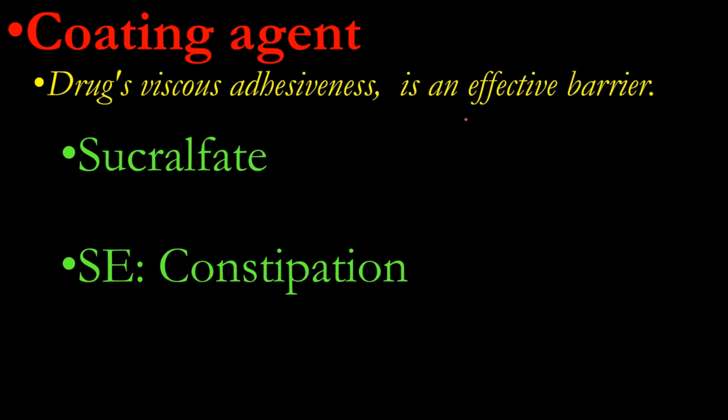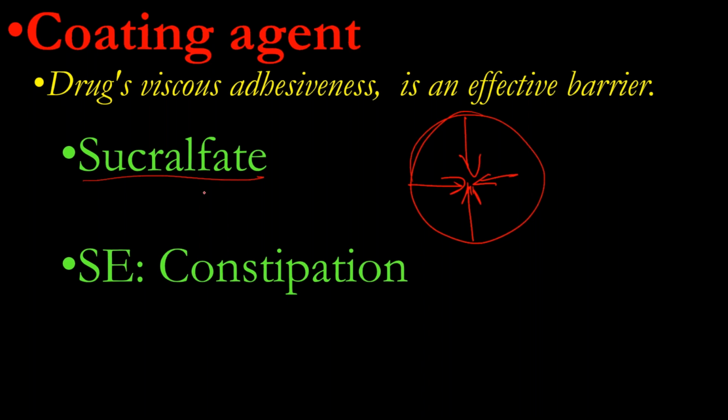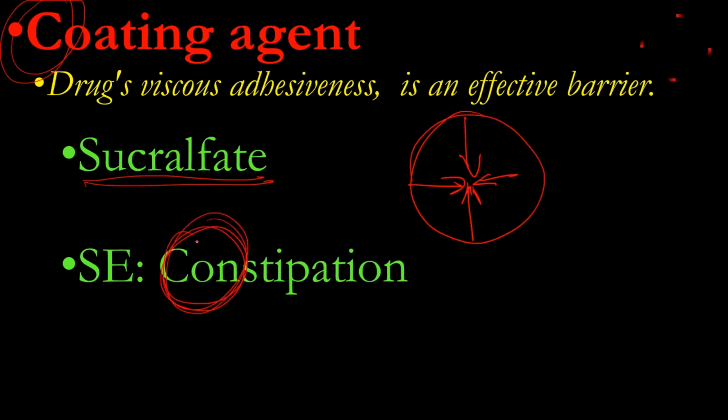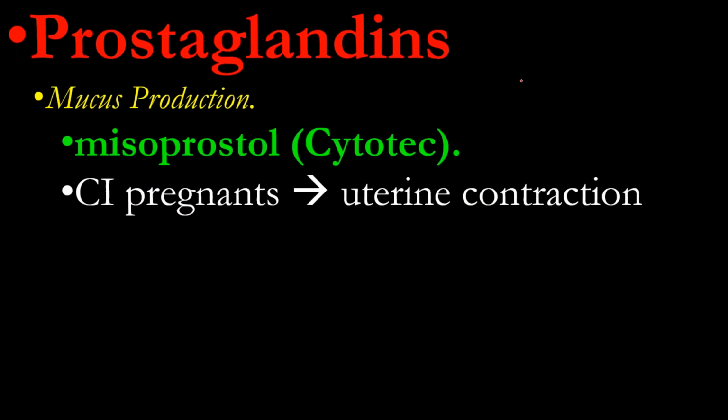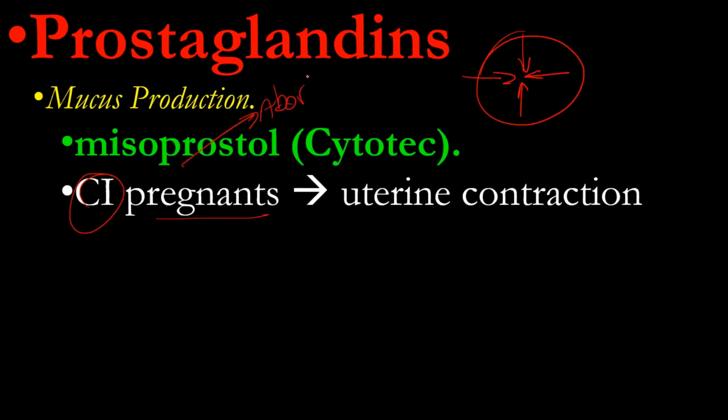Coating agents. Remember the arrow. These are the neutralizers, this is PPI, anti-H2, this is prostaglandin, and the coating agent is this: sucralfate. Coating agents are going to produce constipation. Misoprostol, remember the arrow like this: neutralizers, antacids, anti-H2, PPI. These are the prostaglandins, and this is the coating agent. Misoprostol is contraindicated in pregnancy because it's used as an abortive in certain countries. It produces an intense contraction of the uterus.